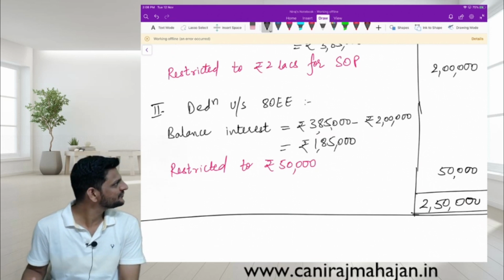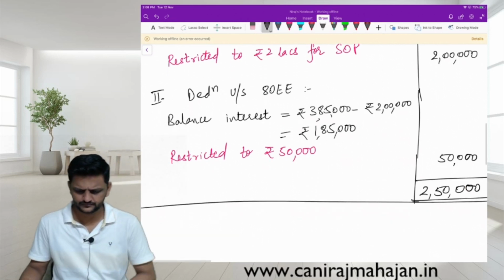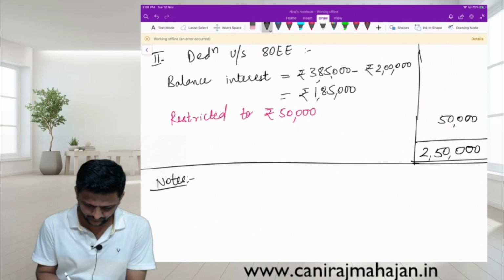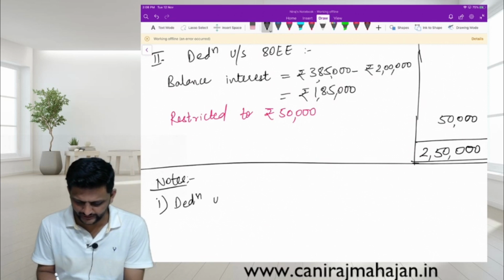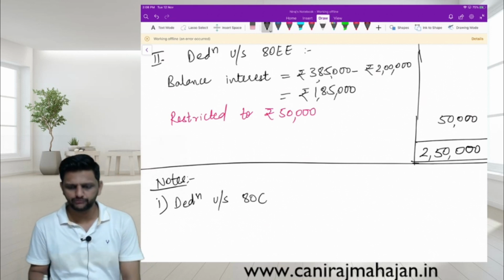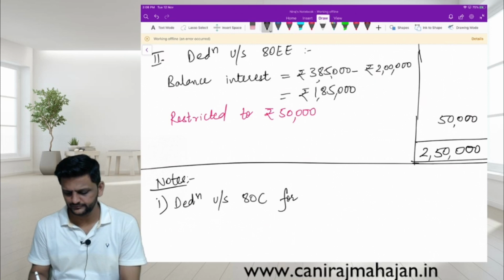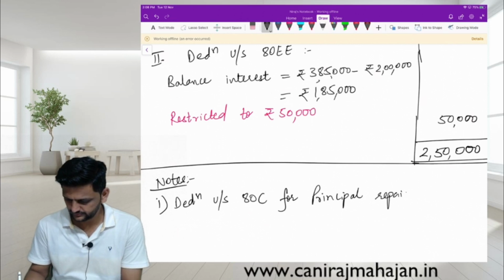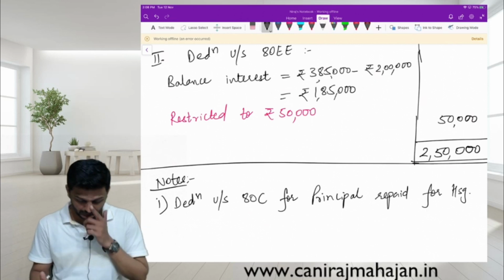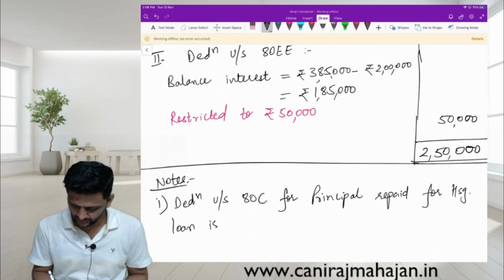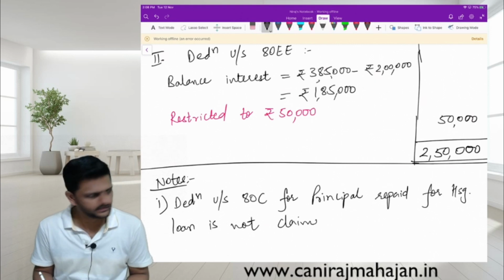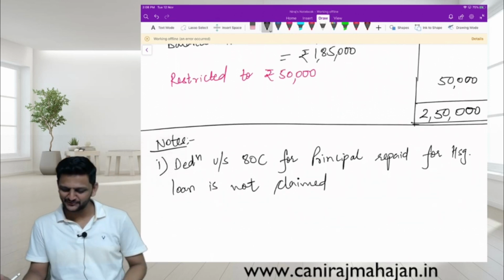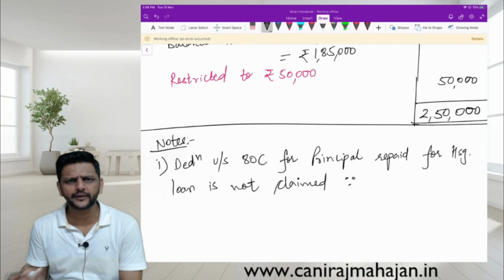Deduction under section which we have not claimed. 80C for principal repaid for housing loan is not claimed since not paid. Simple.